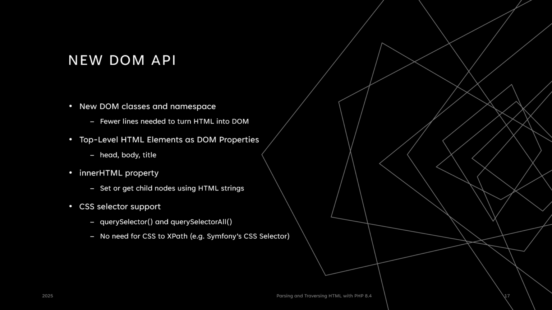And the biggest one for me is CSS selector support. So we have query selector now, we have query selector all, and quite comprehensive CSS support for those selectors. We'll see some examples, but you can do quite powerful queries now without relying on CSS to XPath, or if anyone's used Symfony's CSS selector, that's no longer necessary.